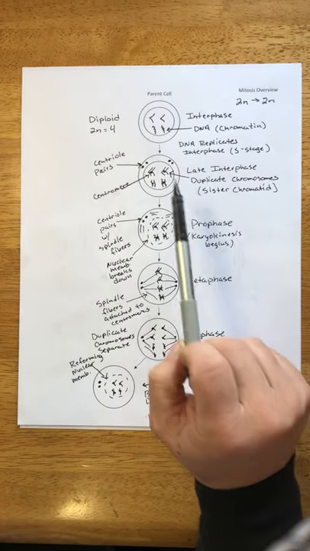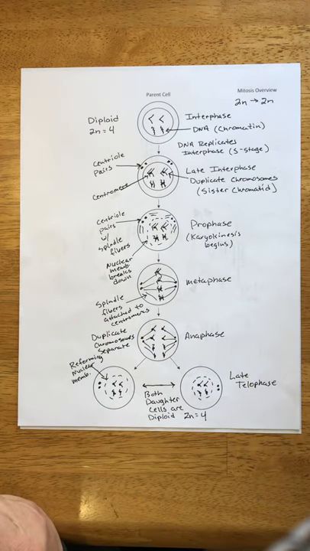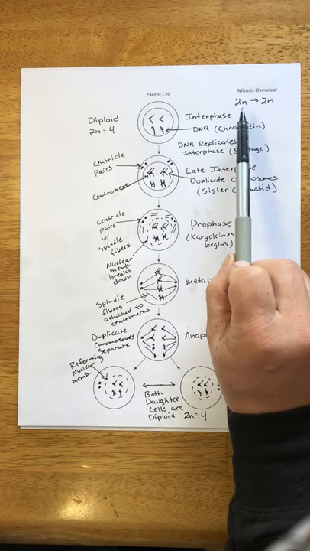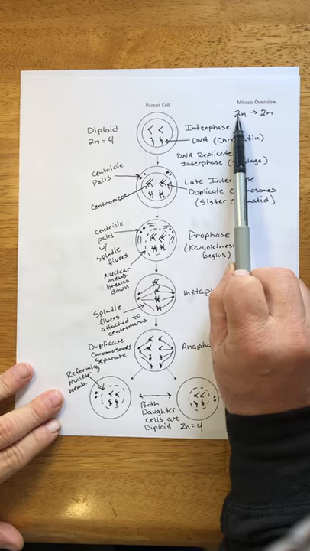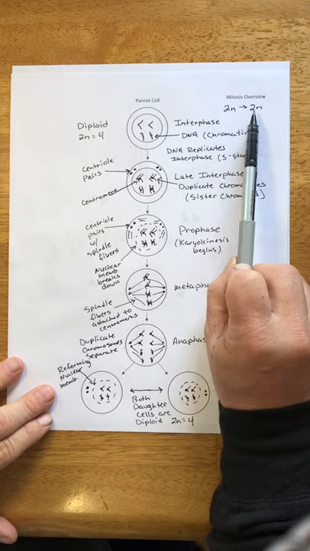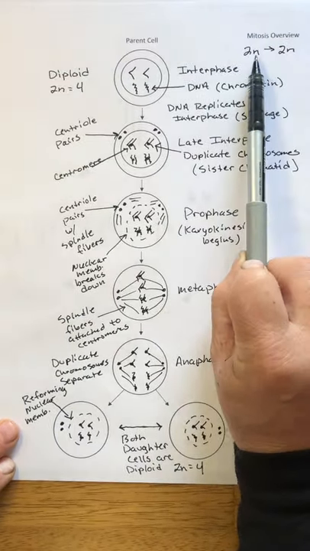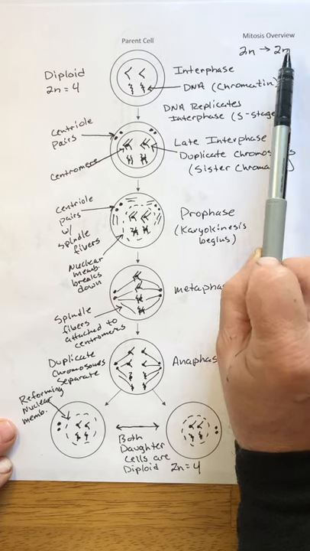And remember that what we're talking about is cell division. So we're just taking one cell and we're going to make more. If we're talking about mitosis, we say the chromosome count is preserved. We go from a diploid chromosome count to diploid. And so it's 2N to 2N, or diploid to diploid.